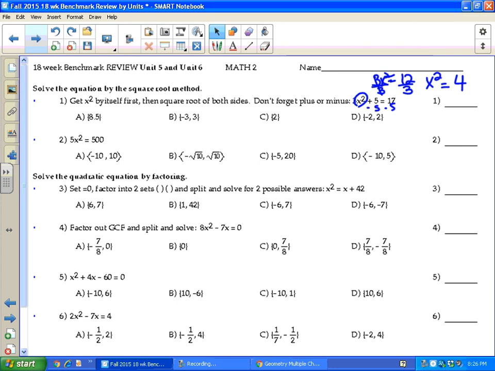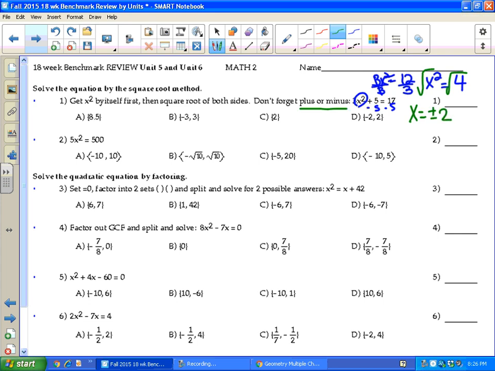Then it says, I gave you little hints, then square root of both sides. I get x is equal to positive and negative 2, because it does say, don't forget, plus or minus. So the answer is actually D. The answer is actually choice D.